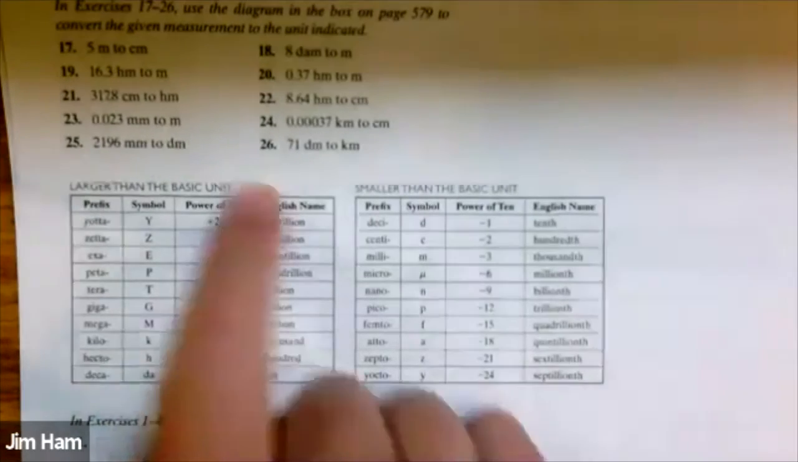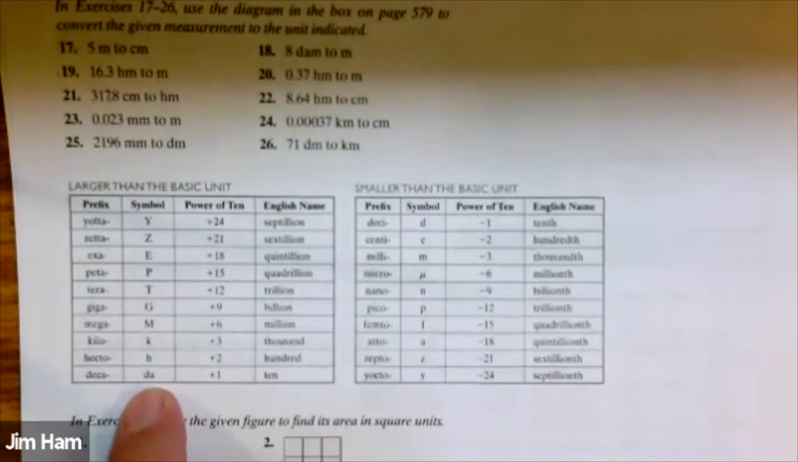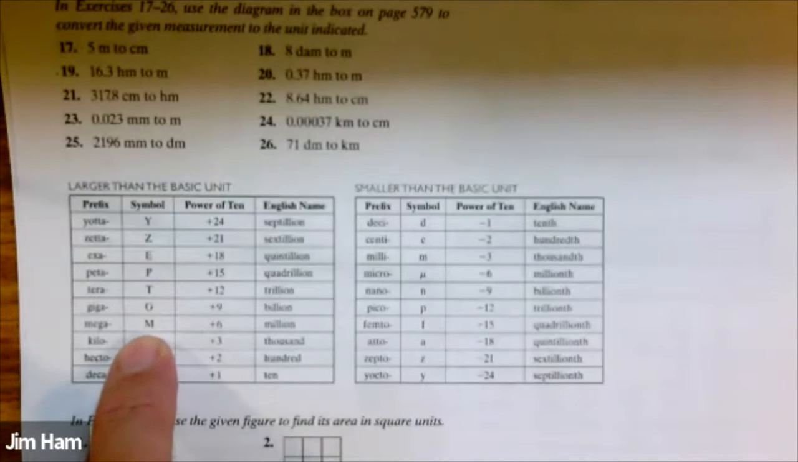Decameter, these are the large ones. And we're now getting into some larger numbers because we're talking about bytes of information in a computer. And so we have decameter, hectometer, kilometer. How big is your document? 75K, 75 kilobytes. And so now we have mega, so megabytes.